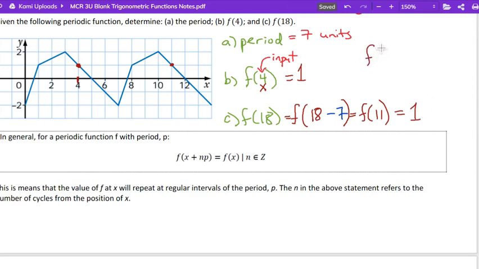I'm going to give you another one. What is going to be f of 51? For this one, you're going to need to subtract the period multiple times until you get to something that is lower than 14. So take f of 51, and you're going to subtract 7, subtract 7, subtract 7.